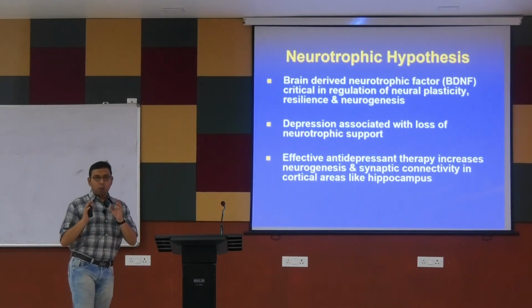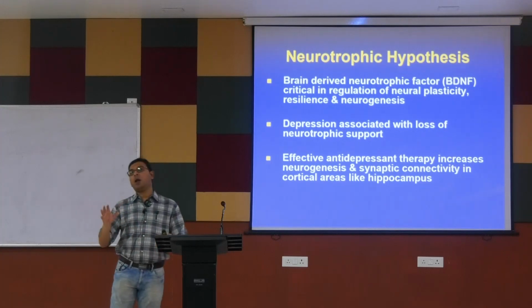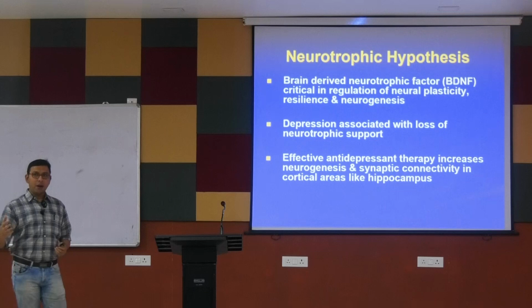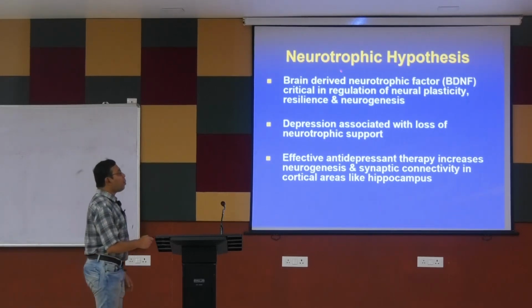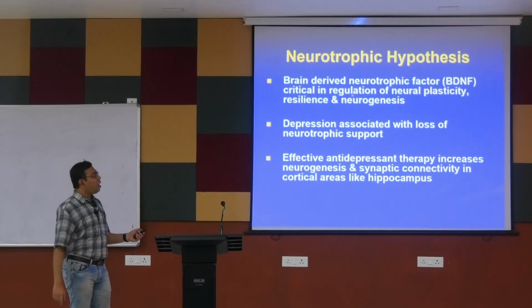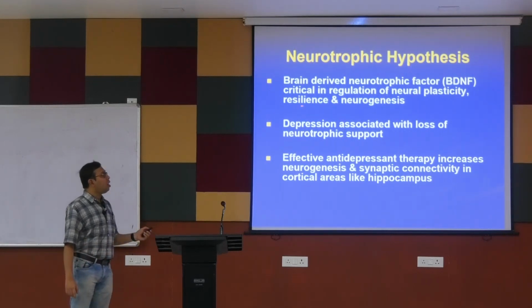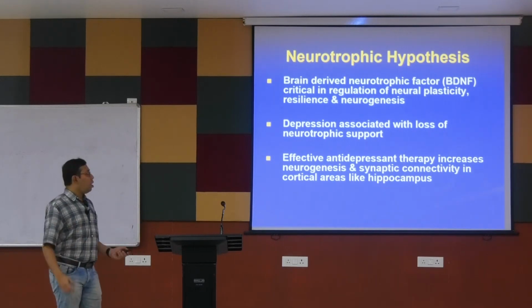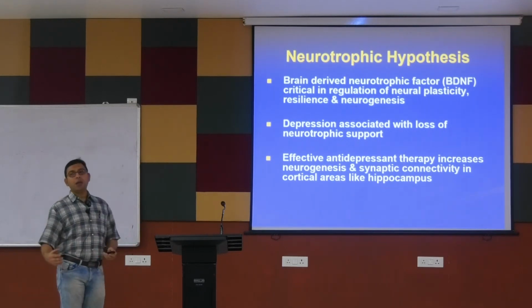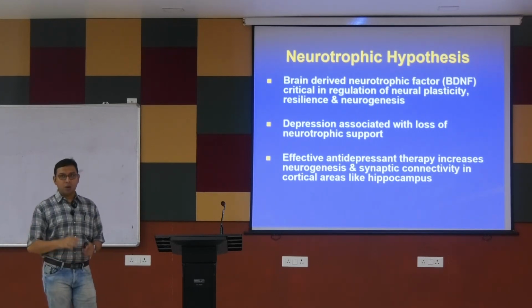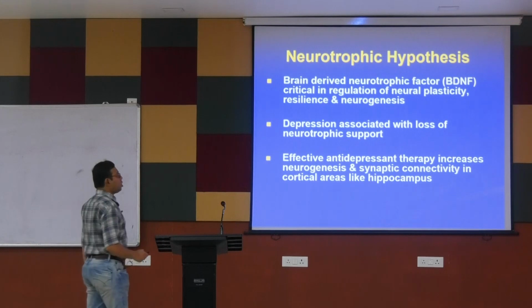This monoamine hypothesis is not the only hypothesis; some other problems also happen in depression, like the neurotrophic hypothesis, where brain derived neurotrophic factor, which is critical in regulation of neural plasticity, resilience and neurogenesis, also becomes very low. So there is loss of neurotrophic support to the brain, most commonly in the cortical and limbic areas. So this is the neurotrophic hypothesis.